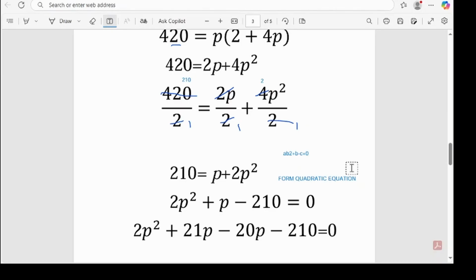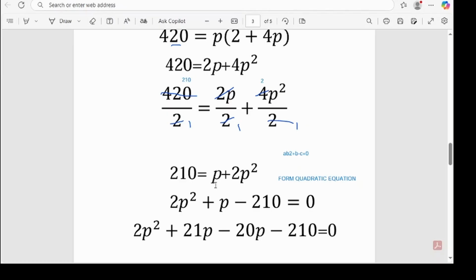So now let's set up the quadratic equation. We have 210 equals p plus 2p squared, or 2p exponent 2. In order to form the quadratic equation, I'm going to get 2p squared plus p, and this 210 here would jump the equal sign to join the other side of the equation, which is p plus 2p squared.